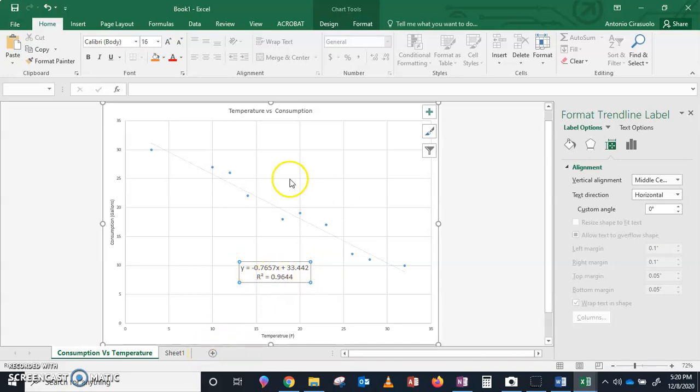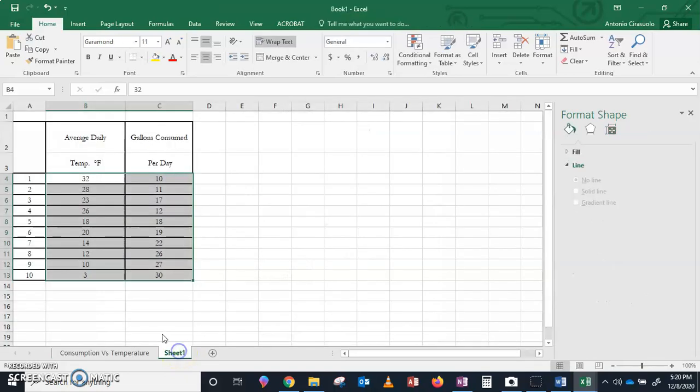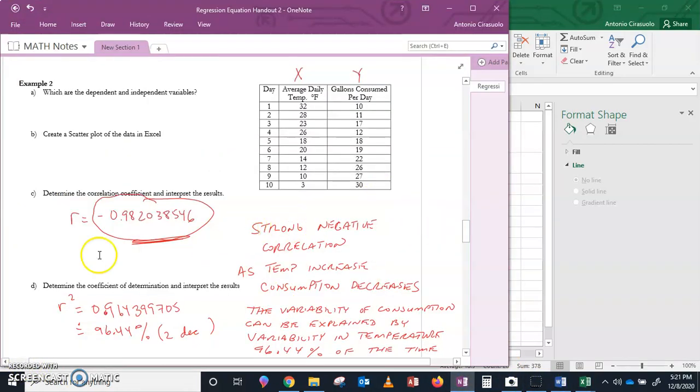Okay, so it's a pretty straightforward process. Now, I do want to add as well that when you go to put your data into Excel, you want to make sure that your independent variable is first and then your dependent. Okay, it just makes life really easy. Okay, so getting back to our example. Okay, so we took care of that.